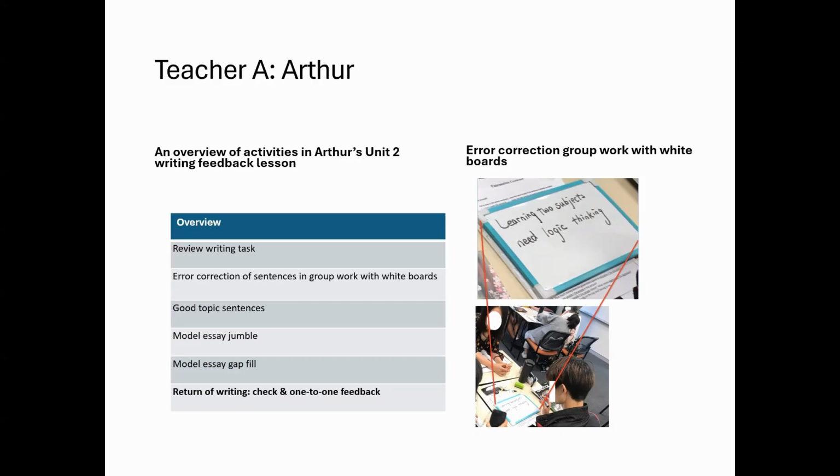He identified good topic sentences in their writing and shared that with them. And then he had an example, a model essay, a well-written one, and he'd cut up the paragraphs and the students had to order it. And then he gave them a copy in the correct order, but it had some gaps. I think these were missing cohesion markers, and they had to go through and fill that in. And then at the end of the lesson, once he'd worked through those 5 activities, he then returned the students their writing with his comments on, and he walked around the classroom and spoke to them all individually.